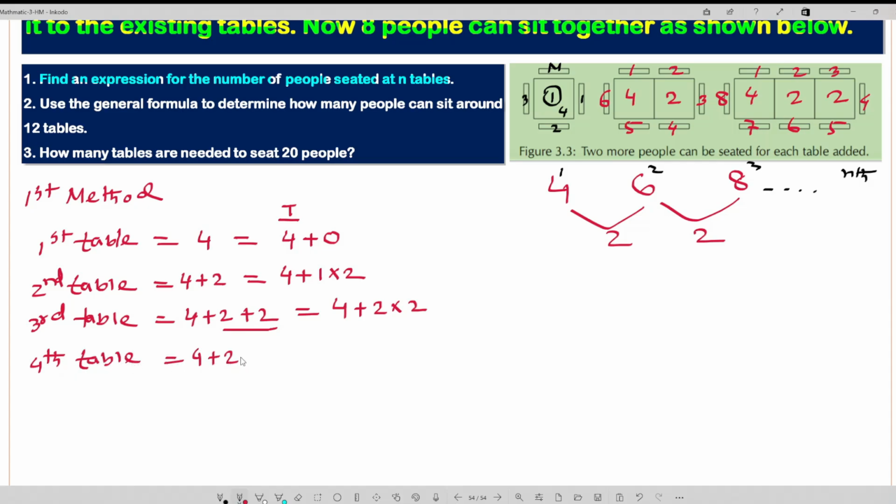4 plus 2 plus 2 plus 2, right? First table 4 persons, second table 2 persons add, third table 2 persons add, fourth table 2 persons add. It means 4 for the first table and 3 tables 2 persons add. So it means 3 times 2. Look, here is 4, here is 6, here is 8, and here is 3 times 2, 6, 6 plus 4, what? 10. Now nth table.